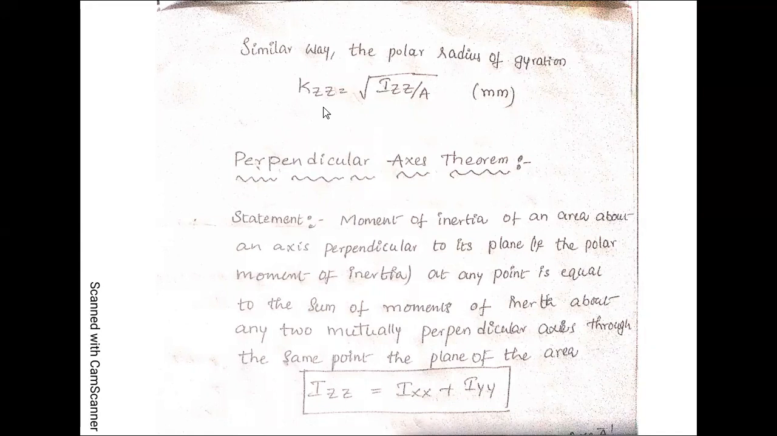Now the general unit for radius of gyration: from this we can derive it. The unit for moment of inertia is mm power 4, and the unit for area is mm square. So mm power 4 divided by mm square is mm square. Square root of mm square is mm. So the unit for radius of gyration is mm because it's a distance. Okay, so this is about radius of gyration.